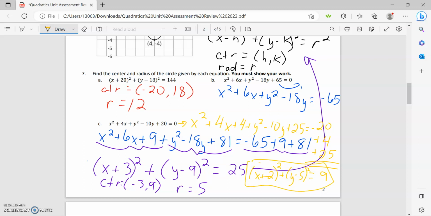Okay, so that's how quick that completing the square can be. So you can check C as well. Didn't really talk through a whole lot of that one, but the answer is x plus 2 squared plus y minus 5 squared equals 9. So your center is negative 2 comma 5, radius of 3, and we're done.